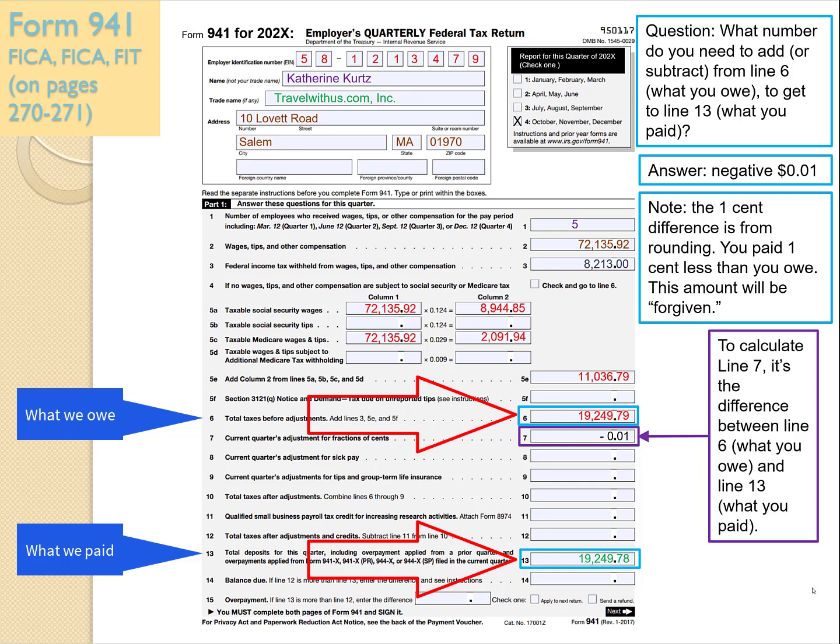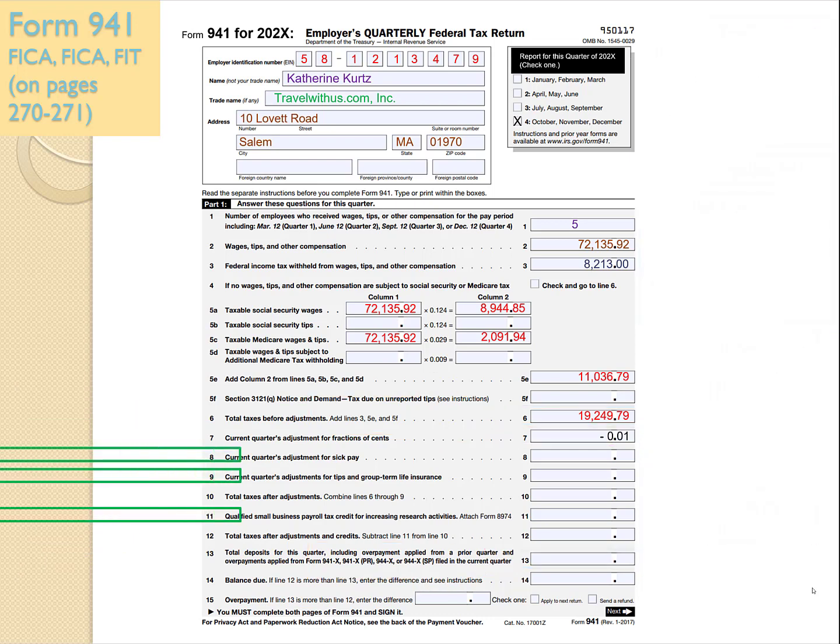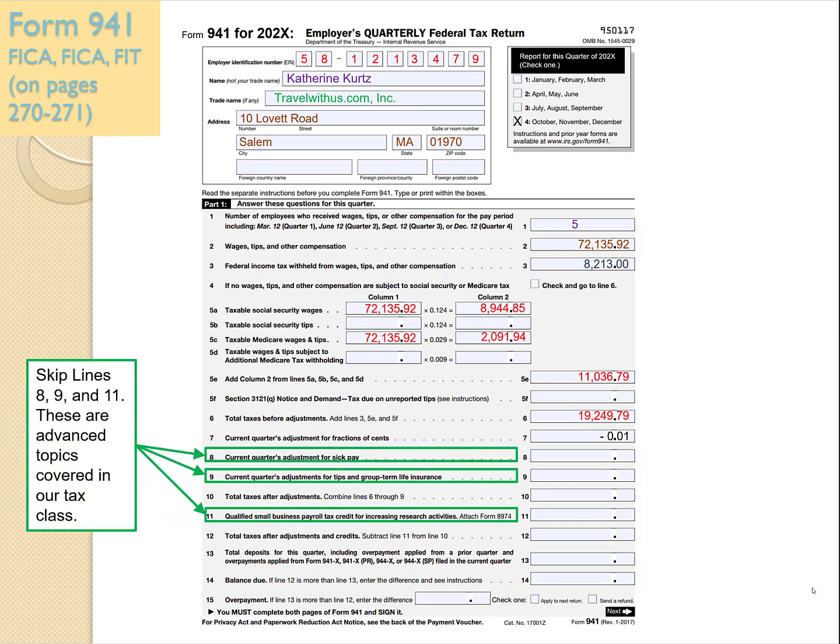The 1 cent difference is from rounding. We paid 1 cent less than we owe, and this amount will be forgiven. They don't care about it because they know that there's going to be some rounding differences. Just like if we overpaid by 2 cents, they're not going to give us back the 2 cents. In the long run, it all evens out. So we're going to skip lines 8, 9, and 11. These are advanced topics covered in our tax class.